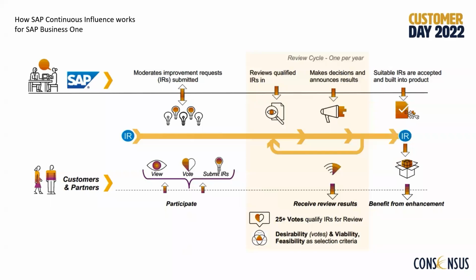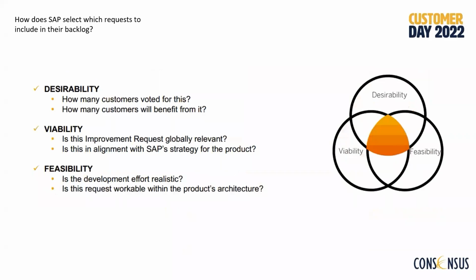Let's review what the SAP development team takes into account. Number of votes is one, and I'm going to show you how to vote for ideas and how to submit ideas as well. And then they take into account desirability, viability, and feasibility. So all those three factors together with the number of votes, which actually is the first factor, I'm sorry, that's what they take into account in order to include these features.